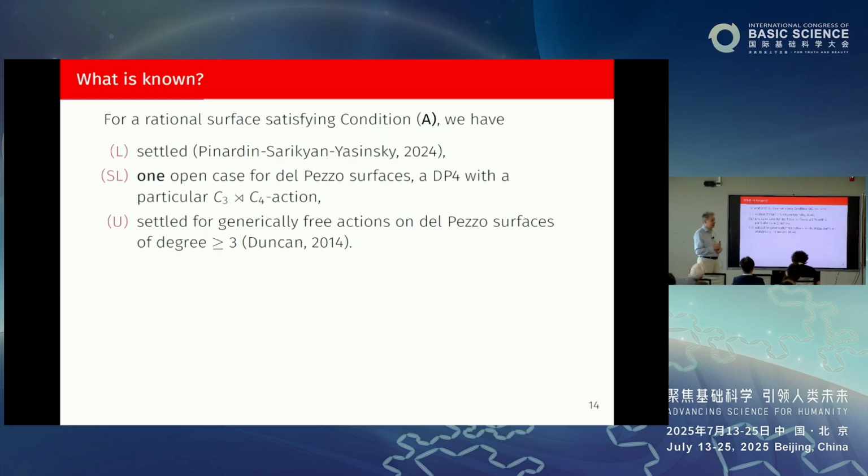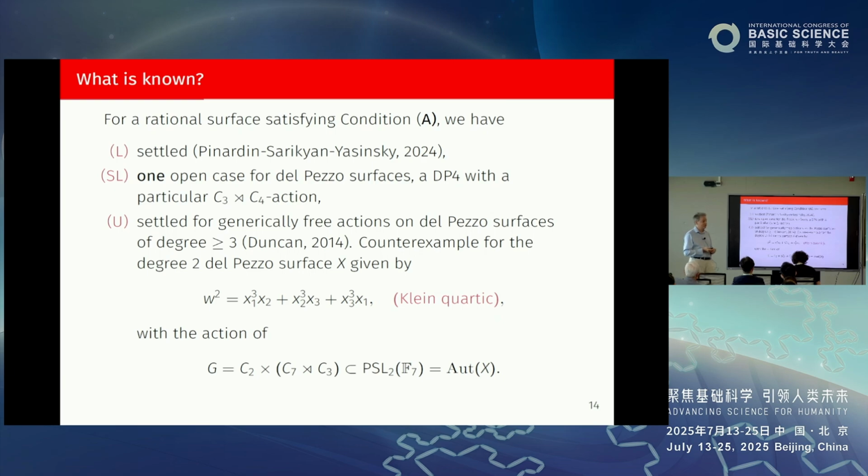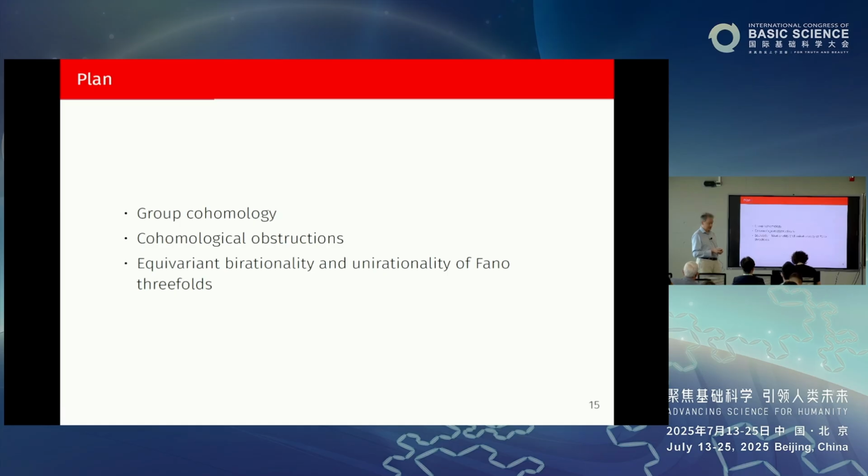And unirationality was settled for generically free actions on del Pezzo surfaces of degree at least 3, so cubics, intersections of two quadrics. And there are also counterexamples. So the Klein quartic double cover of P2 ramified in the Klein quartic, where you act with some subgroup of the automorphisms, PSL2F7. Well, that particular action is not unirational while having fixed points on abelian subgroups. So the plan for the talk is I'll discuss some cohomological obstructions, group cohomology, and then I'll give you applications to concrete geometric problems, birationality in the equivariant context, as well as unirationality of Fano threefolds.